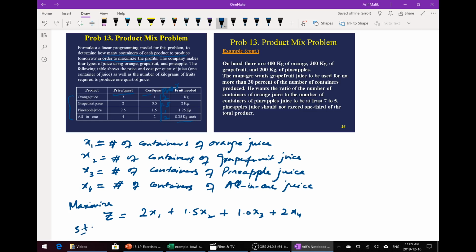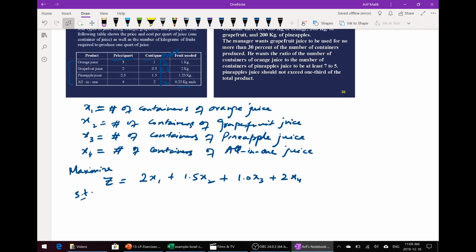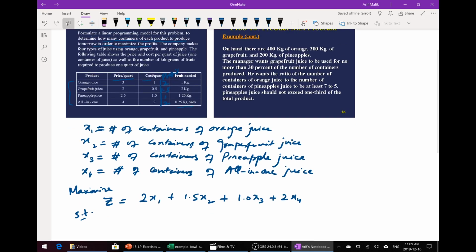Now how many constraints can we see? First of all, there are constraints about the weights. We have 400 kilograms of orange, 300 kilograms of grapefruit, and 200 kilograms of pineapple. And we know how many kilograms are needed for making one quart of orange juice, grapefruit, pineapple, and all-in-one is also using 0.25 kilogram each. So let's write down the constraints.